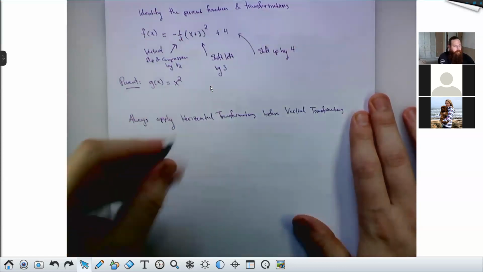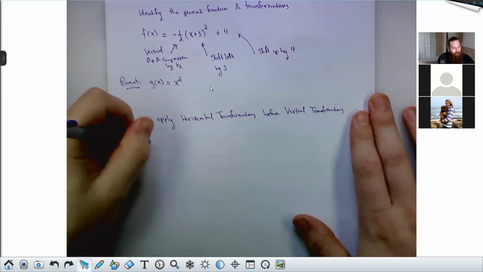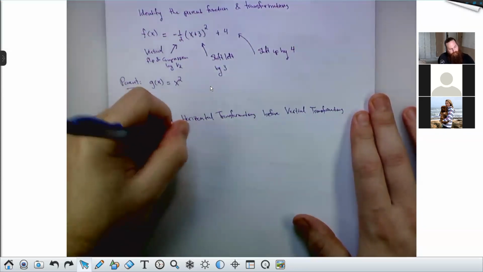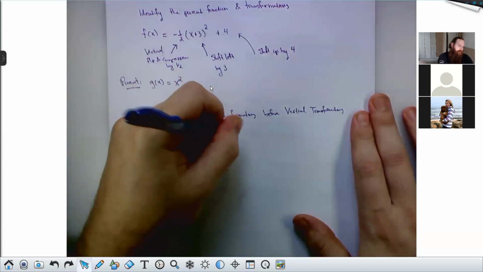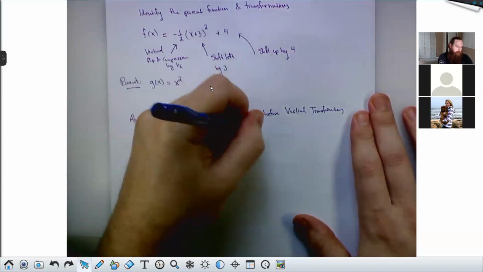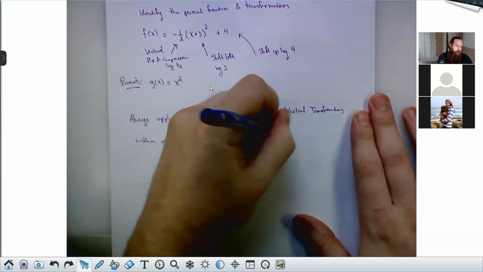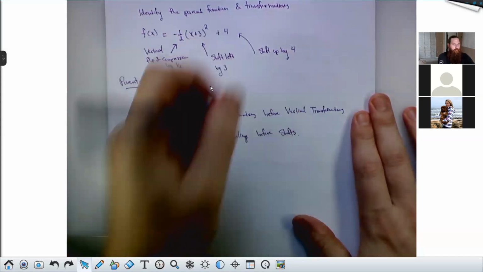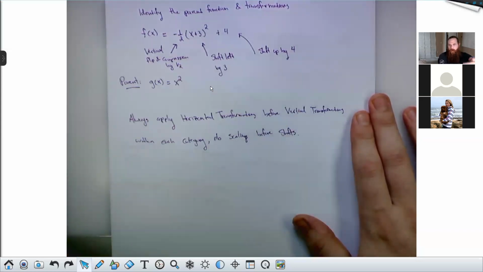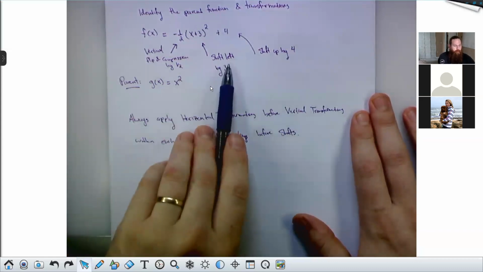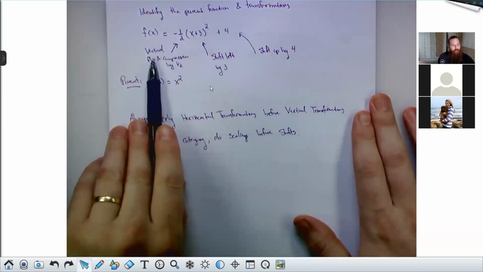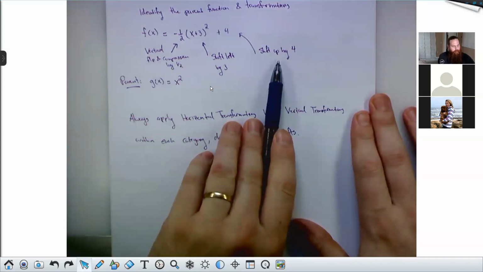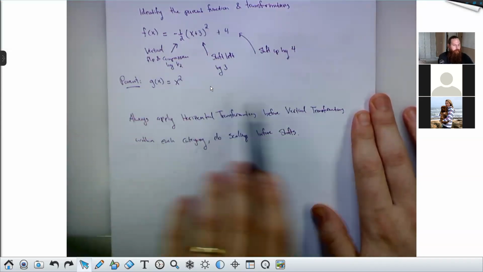And within each of those categories, do scalings before shifts. So scalings are stretchings, compressions, or flips. So the order here would be shift left by 3, then do the vertical flip and compression, then shift up by 4. So you take care of all the horizontal stuff before doing any vertical stuff.